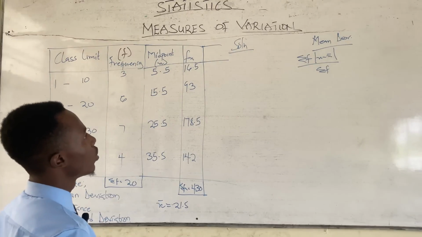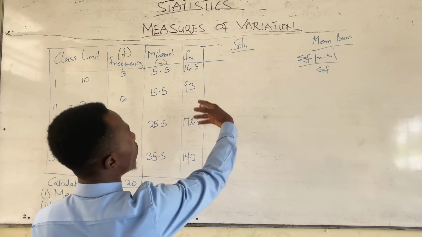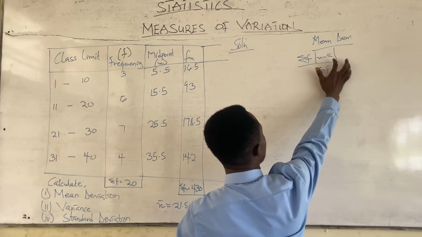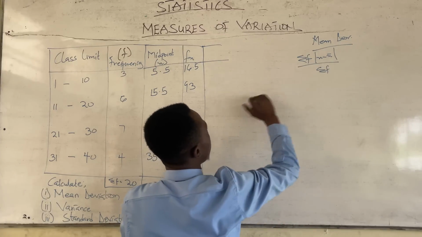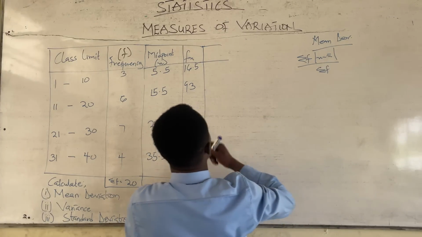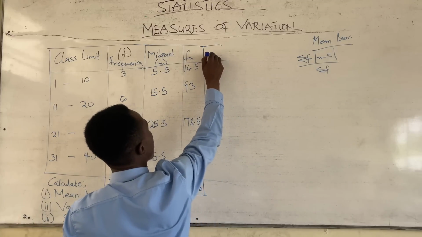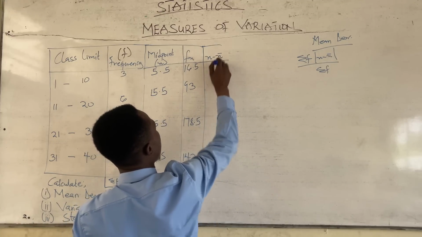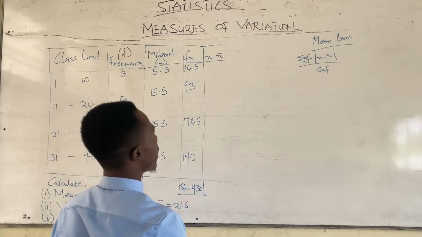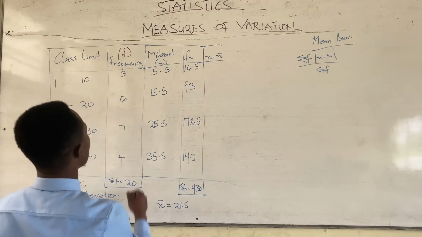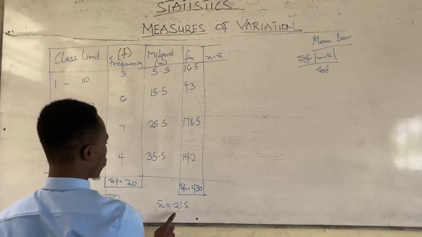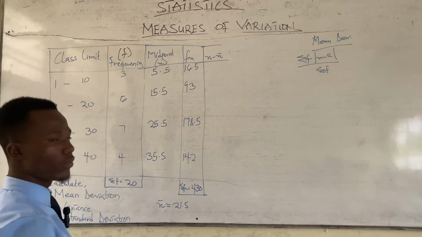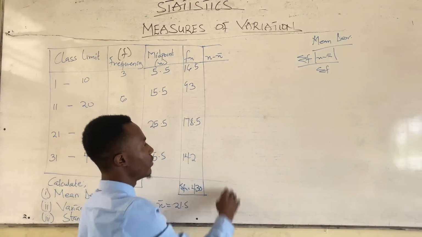Okay, so now we are starting from the right. It means you have to find the deviation, right? So let me just clean this one. We have to find x minus x bar. That is the deviation, right? These are the values of x, so we are going to subtract the mean from each of them to get our deviation.